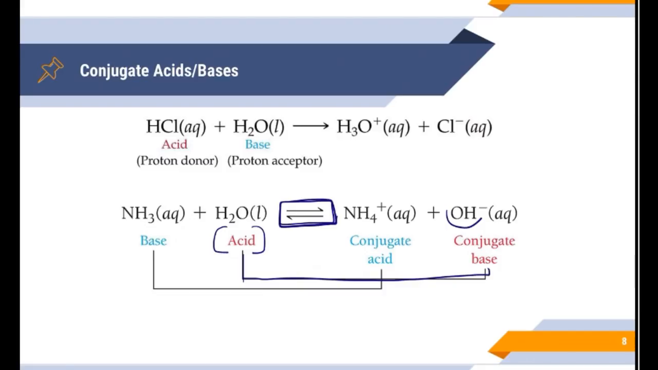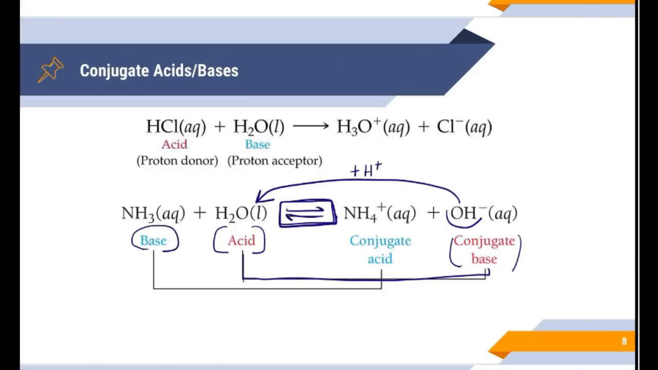What this can then do is go and turn back into water, because this is a reversible reaction. It can turn back into water. When it turns back into water, it's going to accept an H. So it is going to act as a base in the opposite direction. So we call it a conjugate base.